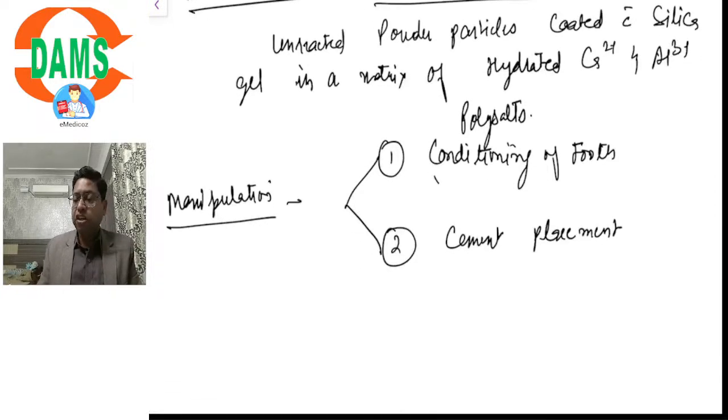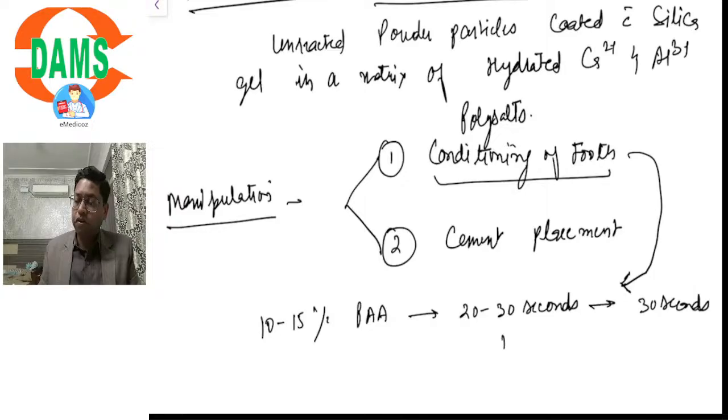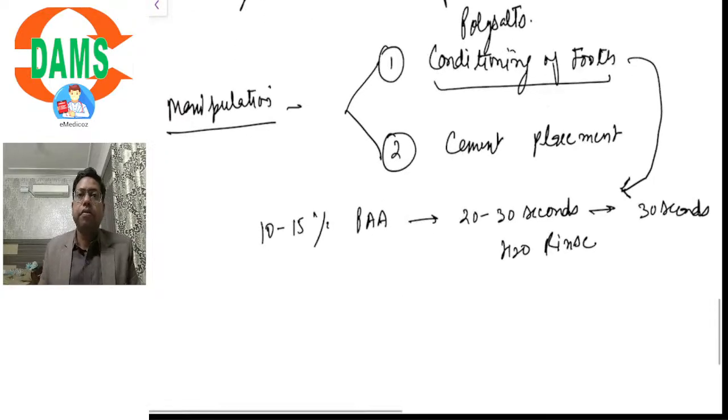And what is the conditioning of the tooth? It remains the same as we have already discussed with zinc polycarboxylate cement: a 10 to 15% solution of polyacrylic acid, a weak solution of polyacrylic acid, is applied to the tooth structure for 20 to 30 seconds. This is followed by a 30 second water rinse. What happens because of this application? The smear layer is removed.